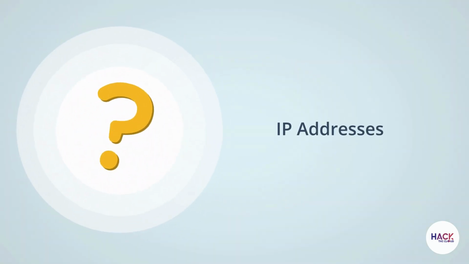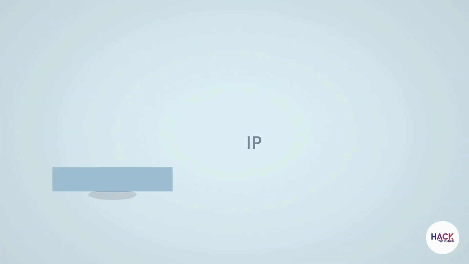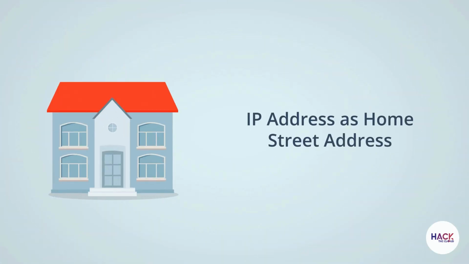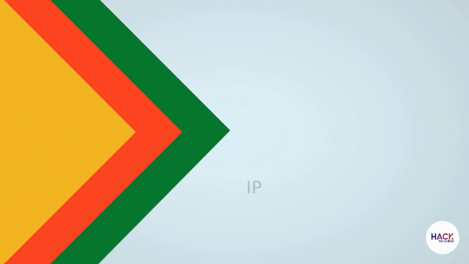IP addresses, your cloud identity. Next up, we've got IP addresses. Think of an IP address as your cloud home's street address, uniquely identifying each host on the network. It's made up of two parts, the network portion and the host portion. If IP addresses were humans, this would be like saying, I live at 123 Cloud St, but I'm also a part of the neighborhood watch.